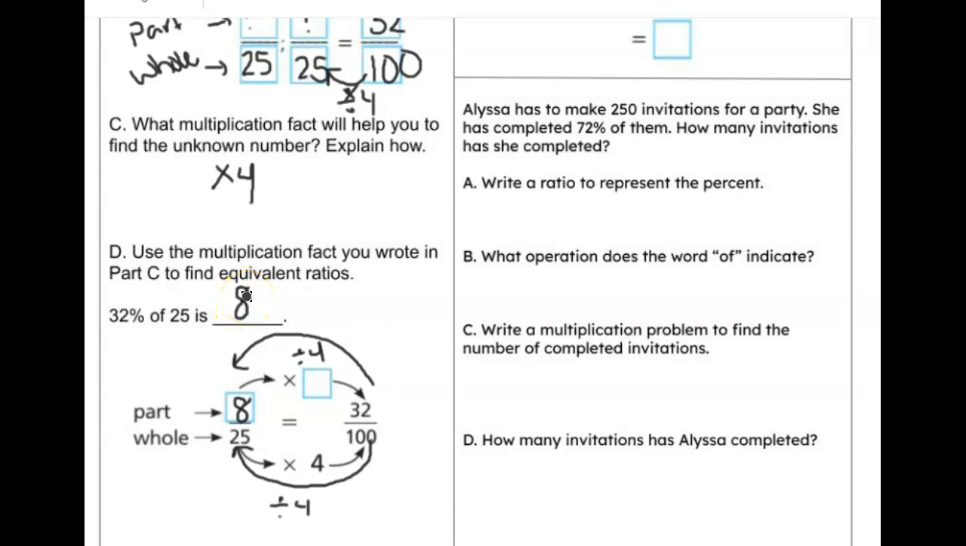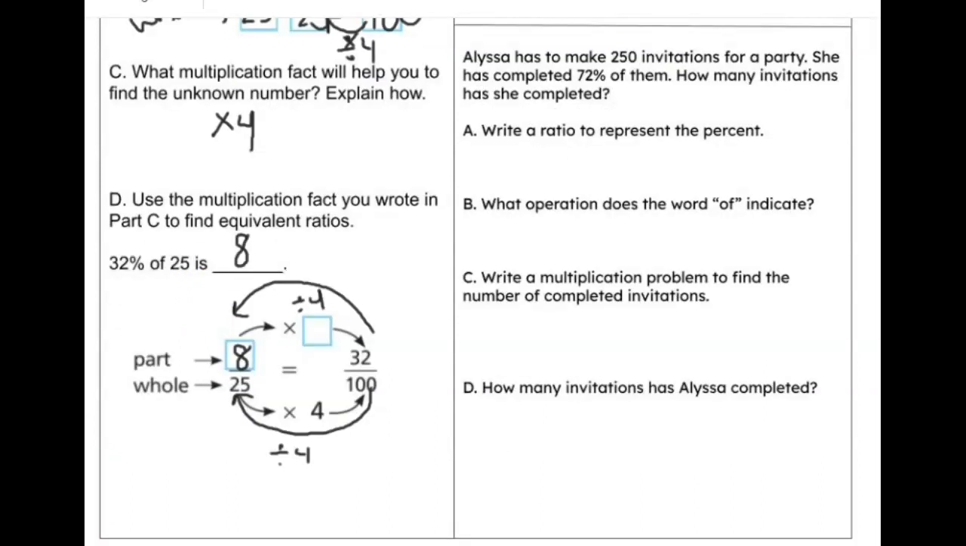That's saying that if I took a test and I got 32% on it, that means I got 8 out of 25 questions correct, which some of you will not be very happy about. Okay, that's the way you do it, by putting it in the rates and the ratios and everything.